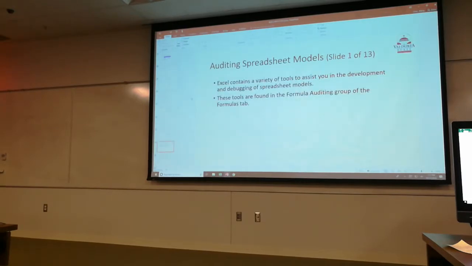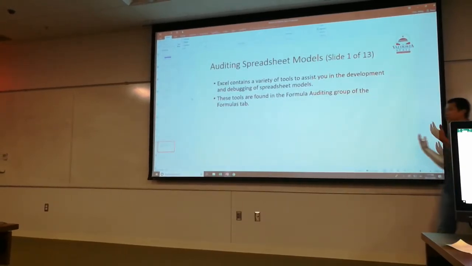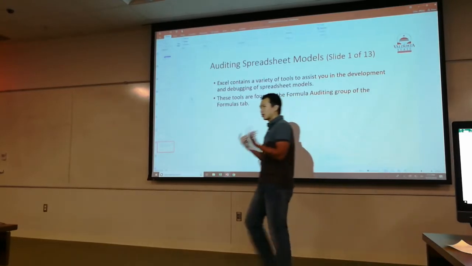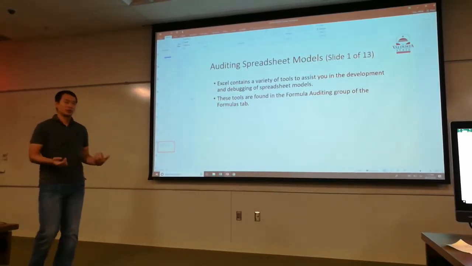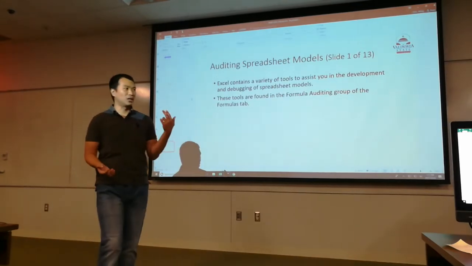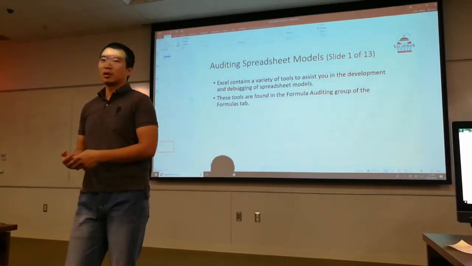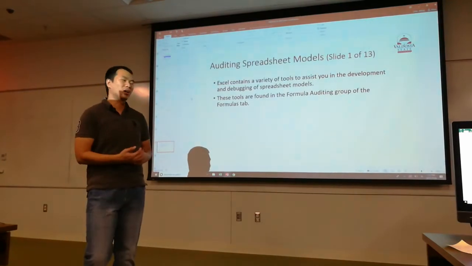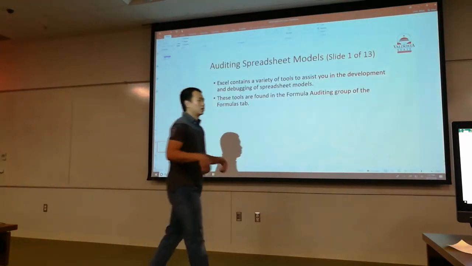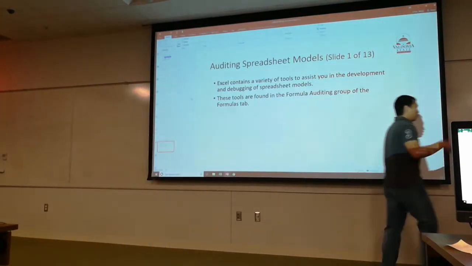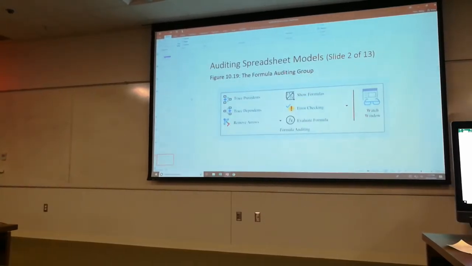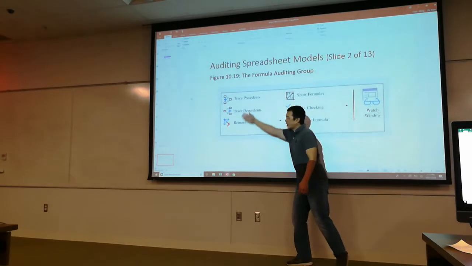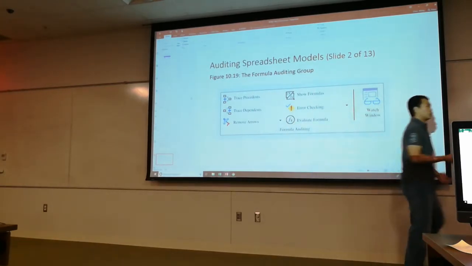Okay, the next one is auditing the spreadsheet model. When we do some coding, we know business majors do not do a lot of coding, but if you talk with computer engineering or computer science people, they do a lot of coding. So debugging is a major task. But when we build an Excel model or spreadsheet model, we also need some kind of debugging. We have some tools that can help us do the debugging.